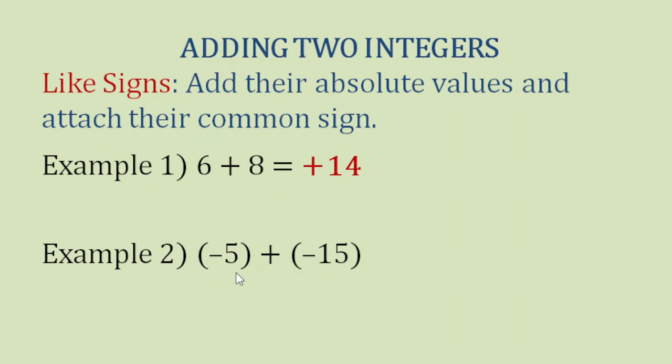Example number 2, negative 5 plus negative 15. So we are going to treat these two integers as positive. Then we are going to add, so it's 5 plus 15. Of course, that's 20. And then attach their common sign. The common sign here is negative, so our answer is negative 20.